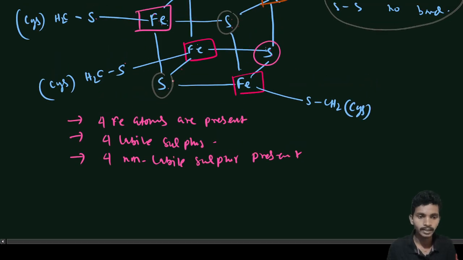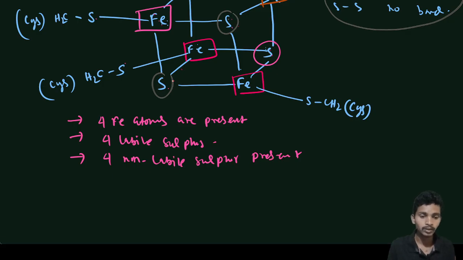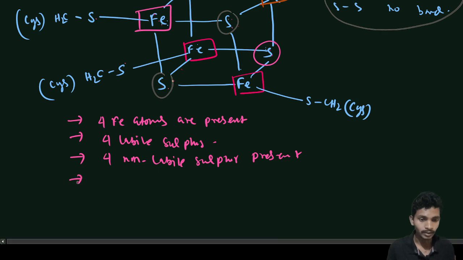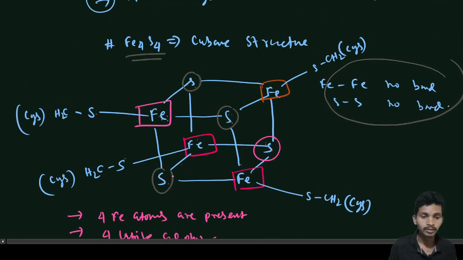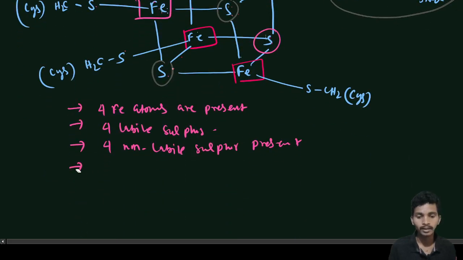So what are the things that are there? 4 non-labile sulfurs are present, and 4 labile sulfurs and 4 Fe atoms are present. And anything else? Okay, these are the details about this Fe4S4, and it also exists in 2 forms.